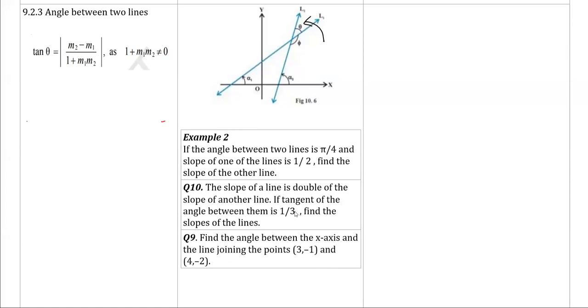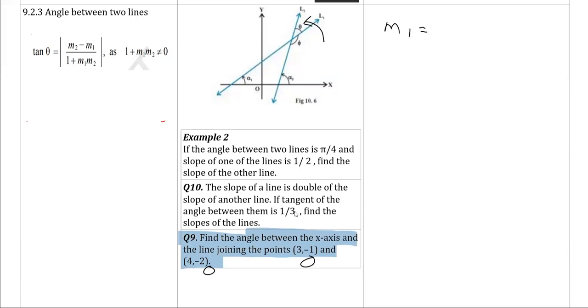On the last question based on this, it says find the angle between the x-axis and the line joining the points this and this. So we have to find the angle between the x-axis and the line joining these 2 points. What we need to do is first find the slope of the line joining these 2 points, right? So we'll find the slope. I'm taking this as, say, m1.